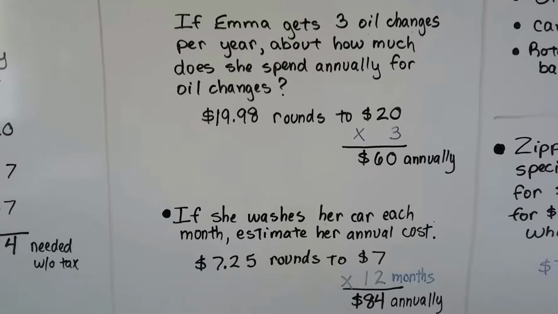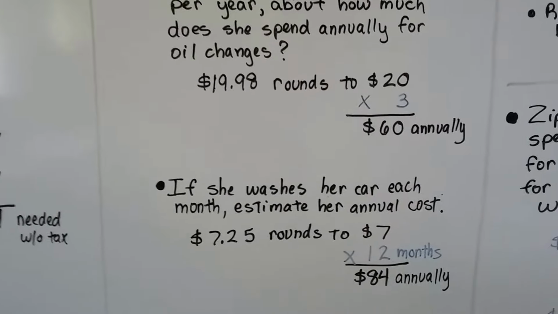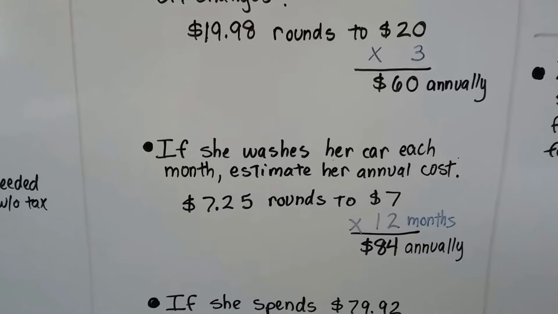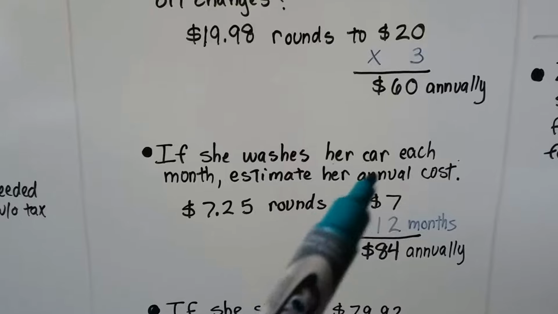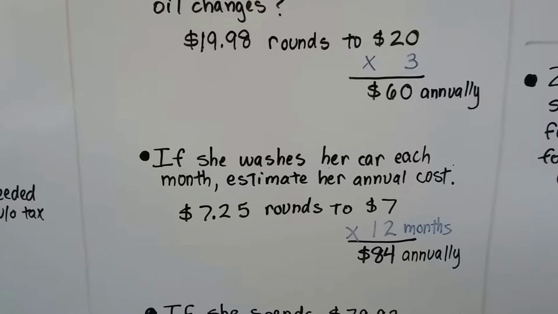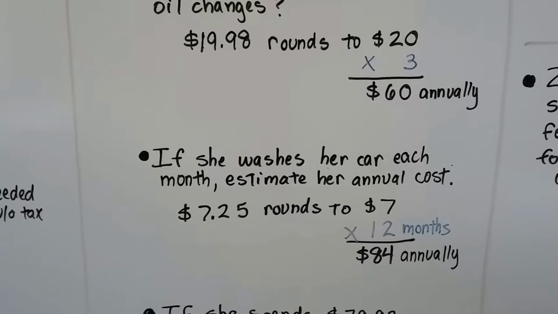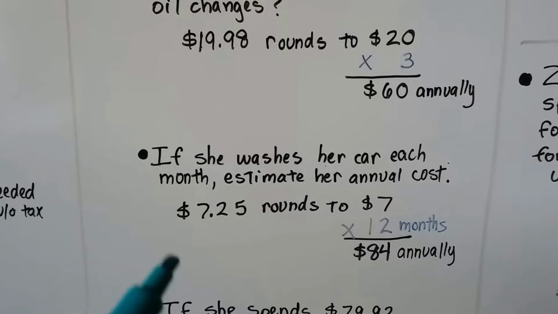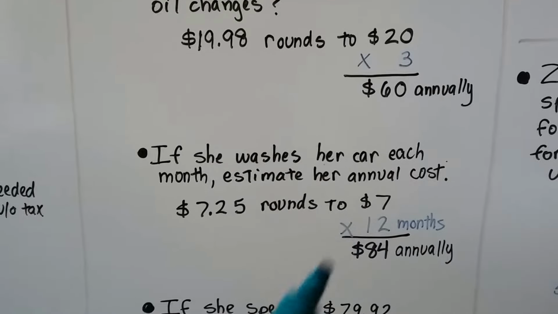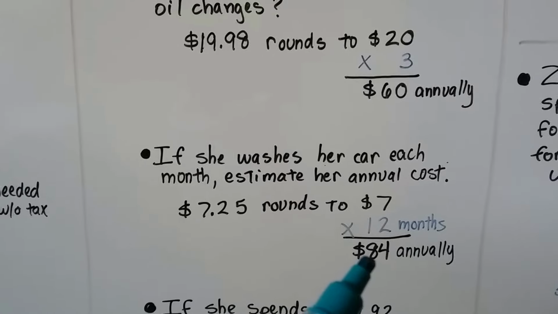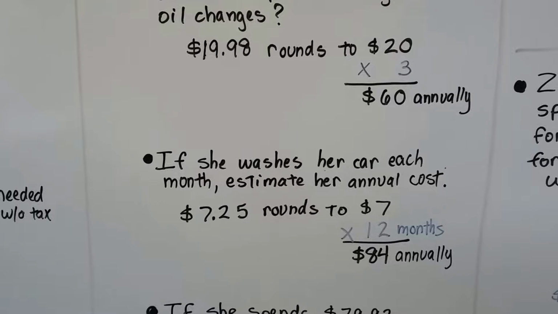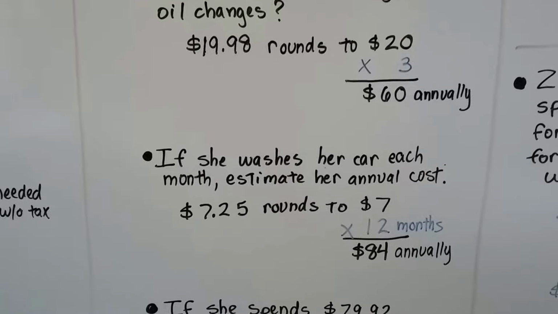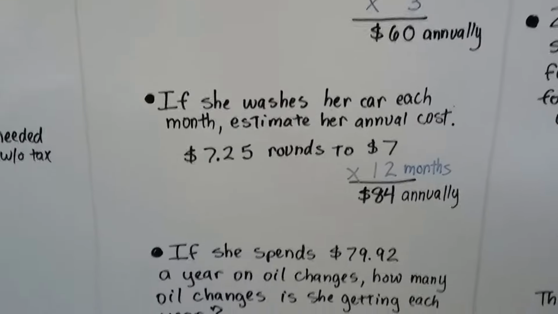If she washes her car each month, estimate her annual cost. $7.25 rounds to $7. It says annual cost. Well, that's yearly cost. There's 12 months in a year. So we're just going to multiply the $7 times the 12 months to get the annual cost. 7 times 12 is 84. So it's $84 annually for an estimate. It's not the exact amount. It's just roughly what she would spend.